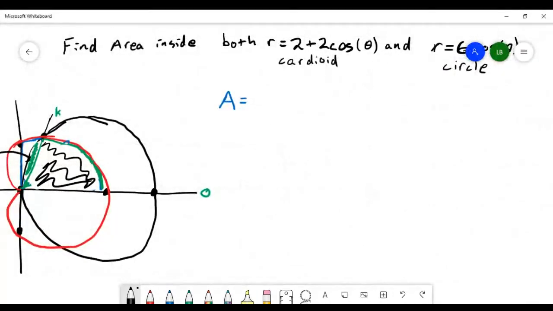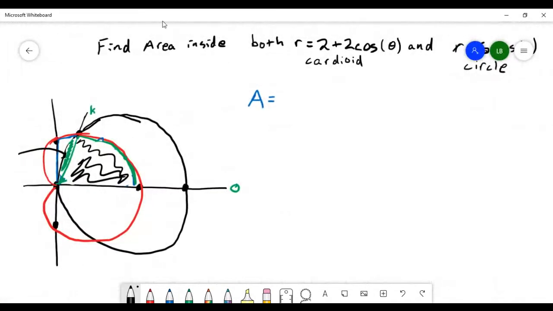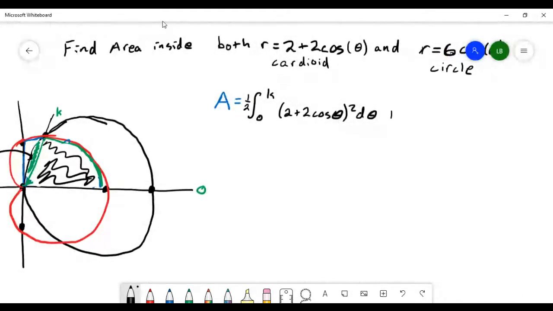So our area then would be the black portion plus the green portion. And this black portion is underneath our red curve, which is our cardioid. And then the green portion would be the area underneath the circle. Does this setup make sense?